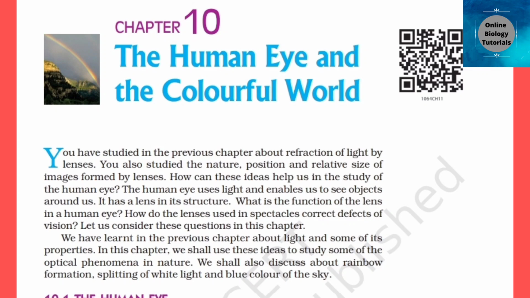We have learnt in the previous chapter about light and some of its properties. In this chapter, we shall use these ideas to study some of the optical phenomena in nature. We shall also discuss rainbow formation, splitting of white light and the blue color of the sky.